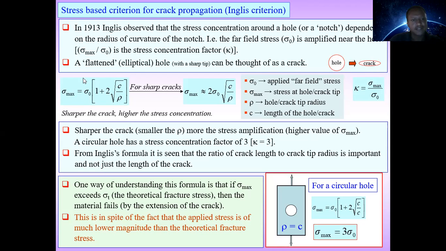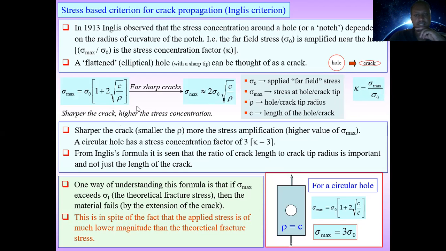So sigma max is equal to sigma naught times 1 plus 2 radical of C over rho, which for sharp cracks, sigma max is approximately equal to 2 times sigma naught radical C over rho. Here sigma naught is the far field stress, sigma max is the stress at the hole or crack tip, rho is the hole or crack tip radius, C is the crack length or length of the hole or crack, and K is the stress concentration factor.